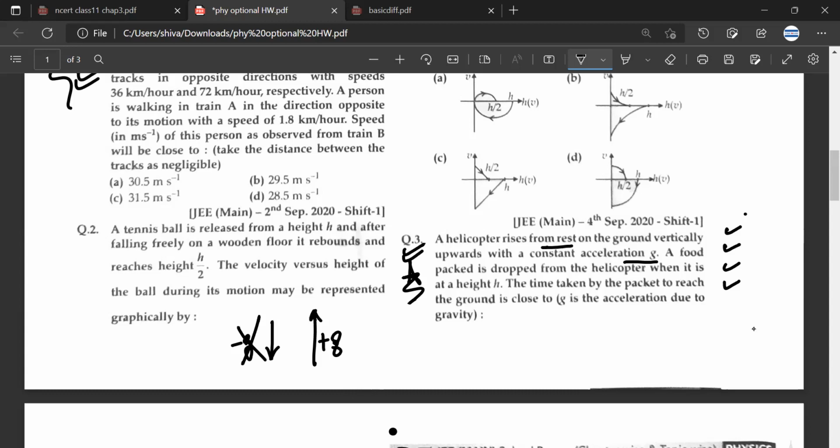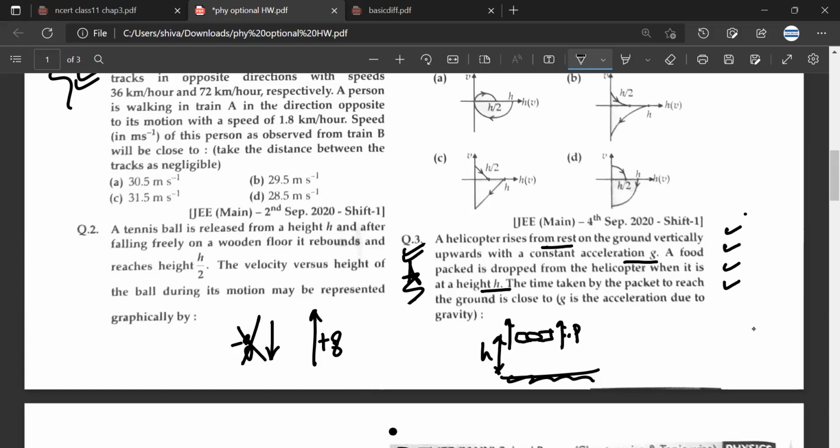A food packet is dropped from the helicopter when it is at a height h. So for example, if this is the ground and this is the helicopter, at this point when the helicopter is h meters above, the packet is dropped. Have you understood? Yeah. Now what you need to understand is that this packet was part of the helicopter. So whatever velocity the helicopter had, the same velocity this packet would also have at this point P, where the packet is released. Is it making sense? Yeah.